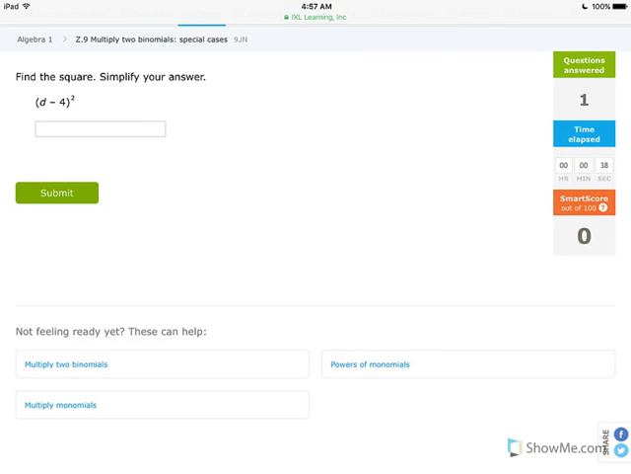And this next one we have d minus 4 all squared. You want to rewrite this as d minus 4 multiplied by itself again, d minus 4. What a lot of students want to do is just distribute the power of 2. You can't do that because you have a plus or minus sign in between, and you're going to miss some of the terms that are being multiplied against each other. So you do need to rewrite it as d minus 4 multiplied by itself again, d minus 4. You can't just distribute that power of 2.